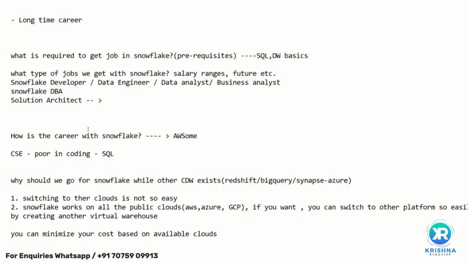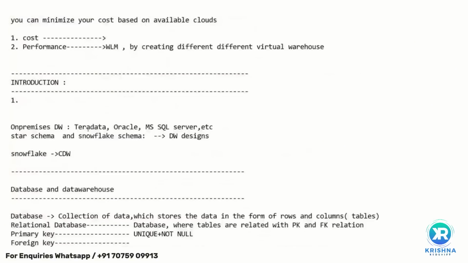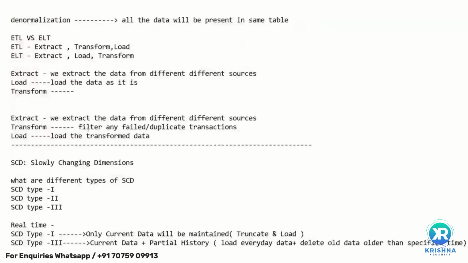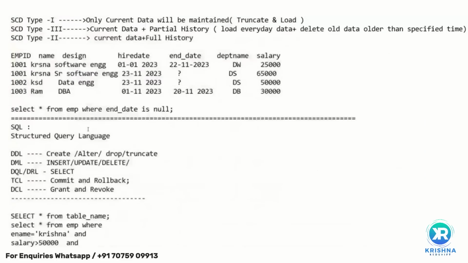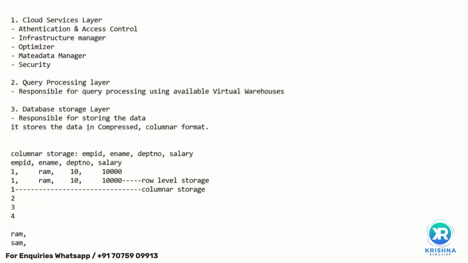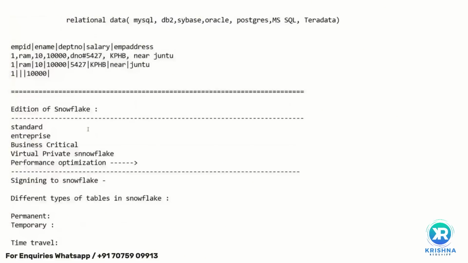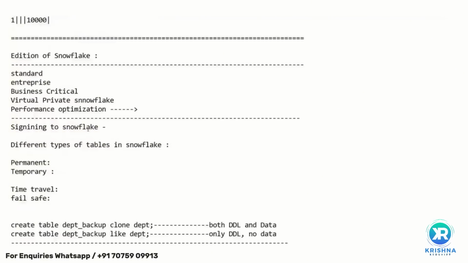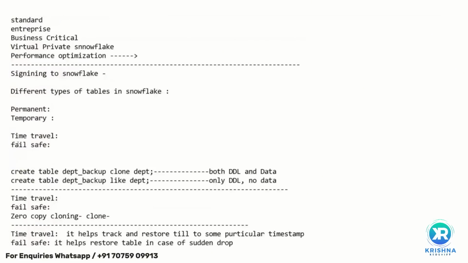Mainly, what are the different types of tables. And the architecture part is important, I mean, how nicely you will explain the architecture. The virtual warehouse is important, editions are important, and different types of tables are important. Mainly, they will ask about time travel and fail safe. They will spend a minimum of 10 minutes on these two things only.